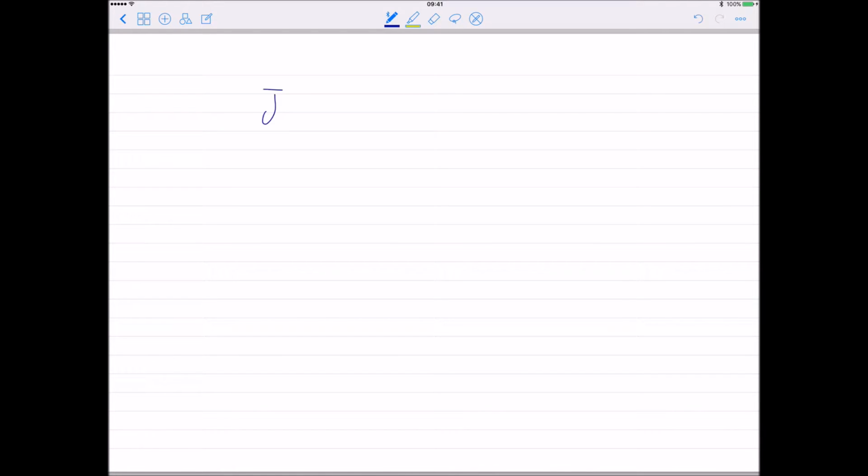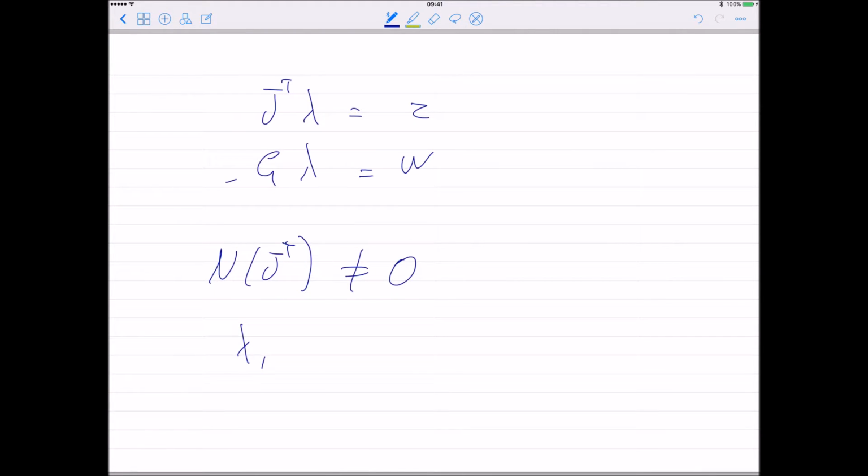So you have J transpose lambda is equal to tau, and minus G lambda is equal to W. Of course, I'm considering the case where the null space of J transpose is different from zero, which means that there are many lambdas such that J transpose lambda is equal to zero, so I cannot disentangle. So I'm not sure that applying a given tau, I have a certain lambda. Because then there are 1,000 lambdas that give the same tau, how can I be sure? Can I be sure about it?